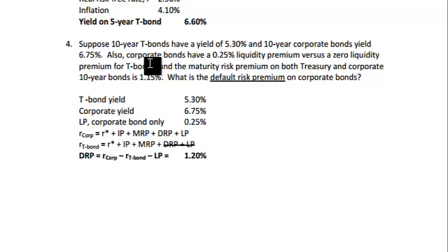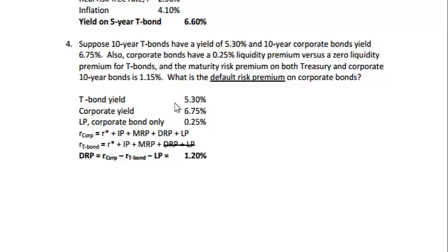Let's continue with the problem. Also, corporate bonds have a 0.25% liquidity premium. As I suggested, the liquidity premium is usually excluded from a treasury security. And then the maturity risk premium on both securities is 1.15.